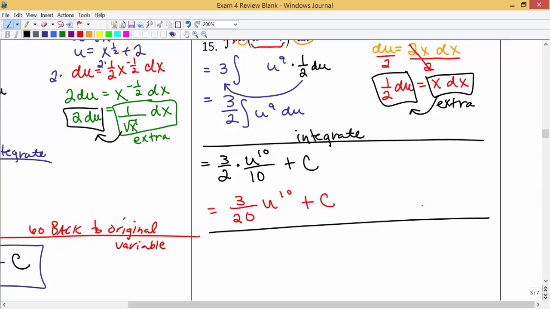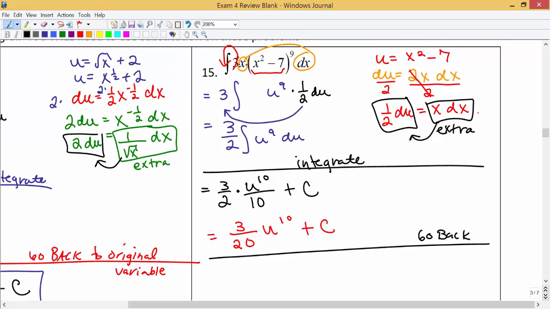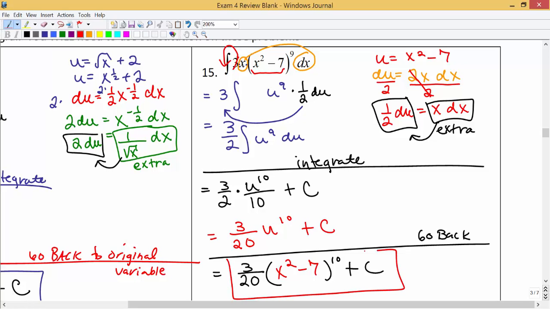And remember that the last thing that we want to do is we want to go back to the original variable. And the original variable that was used in the problem is x. U is equal to x squared minus 7. So we're going to replace the u with what u represents, the x squared minus 7. And that would be our final answer.